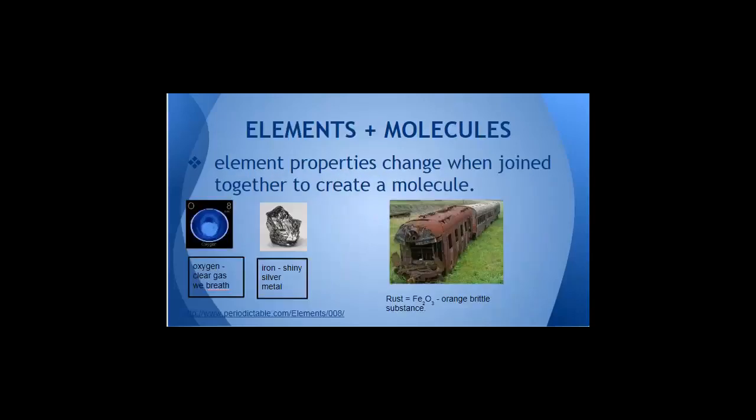Element properties change when they are joined together to create a new molecule. For example, when we look at oxygen, oxygen is a clear gas that we breathe. If you look at iron, iron is a shiny metal. When we put the two together, they form rust. Rust is an orange, brittle substance that breaks easily.